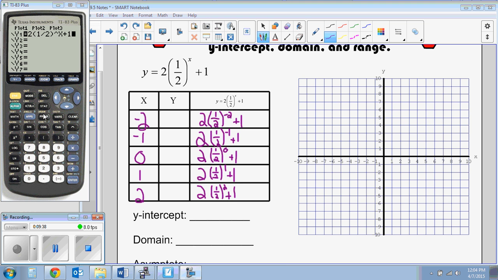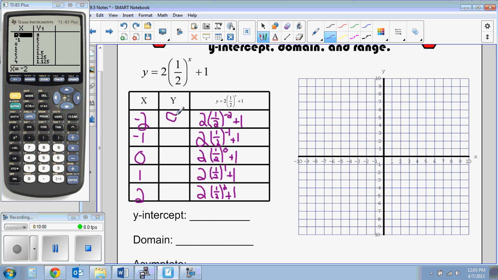Alright, so we plugged in these values for the table off to the side where we would write everything out. We're going to use the graphing calculator to help us with this one. So again, I'm going to hit second, graph. I know that at -2 my value is 9. I know that because 1/2 to the -2nd power is going to give me 4. 4 times 2 is 8, plus 1 is 9.